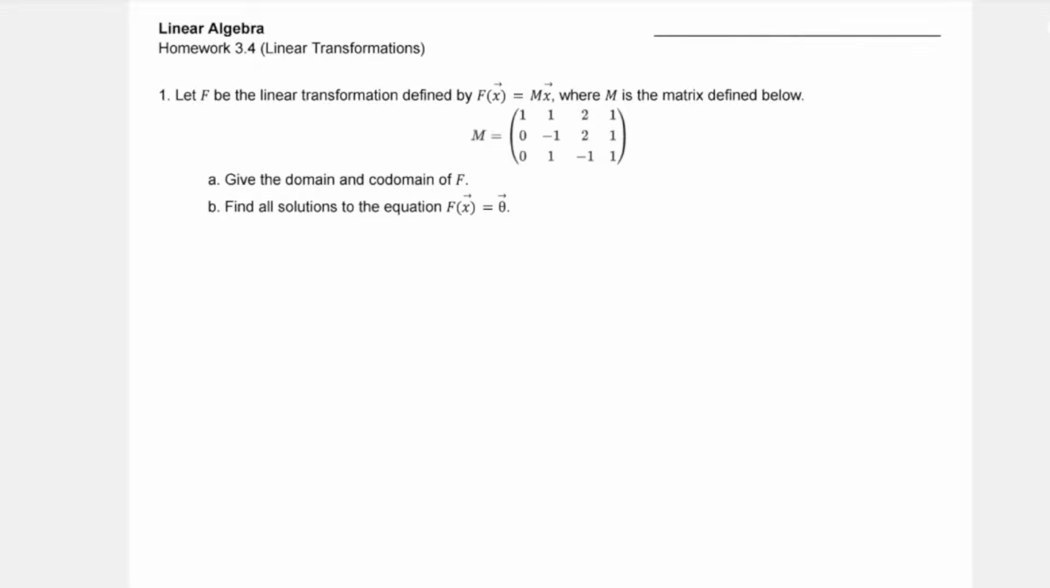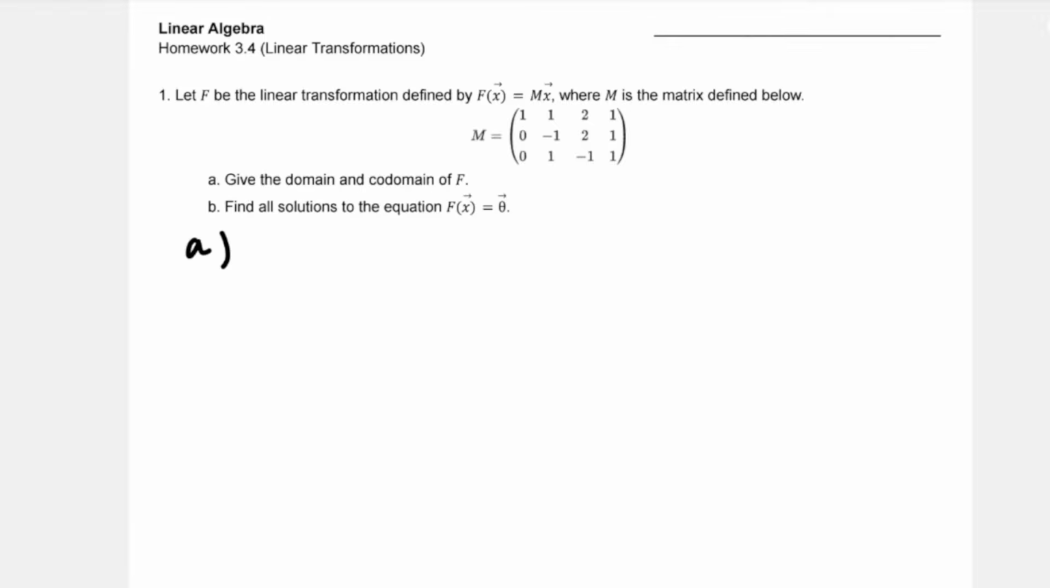Alright, in this video I'm going to be really quickly going through the solutions to linear algebra homework 3.4, which is going to be more example problems on linear transformations. So the first one has a 3x4 matrix M, where f is the linear transformation defined by f of x equals M times x. We're going to start by giving the domain and codomain of f.